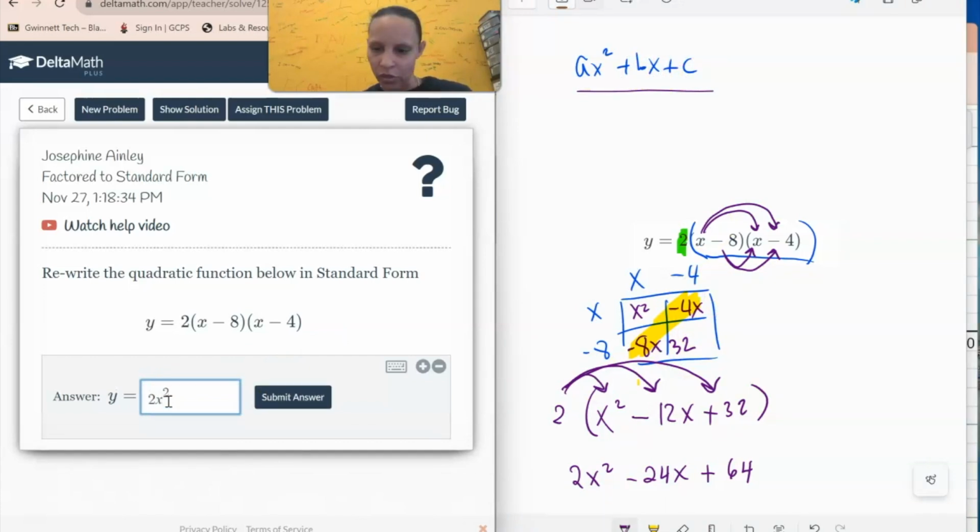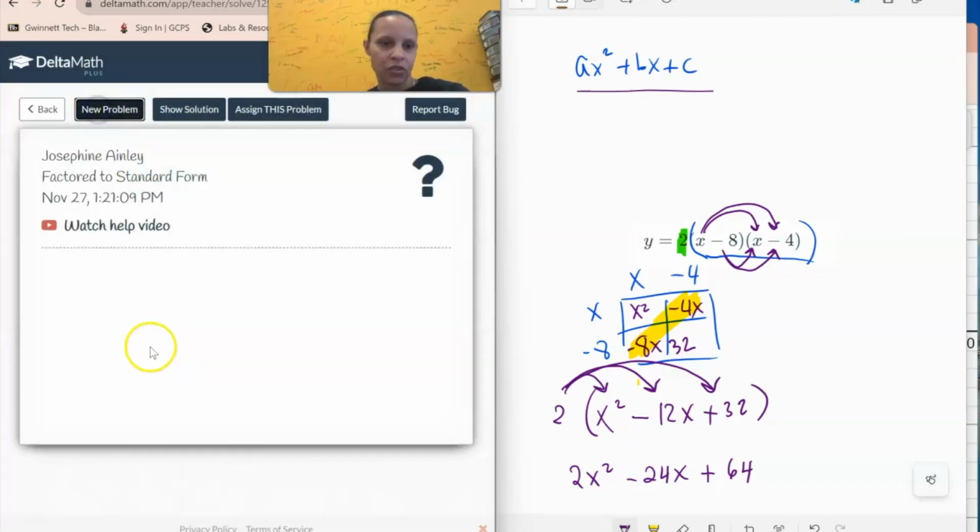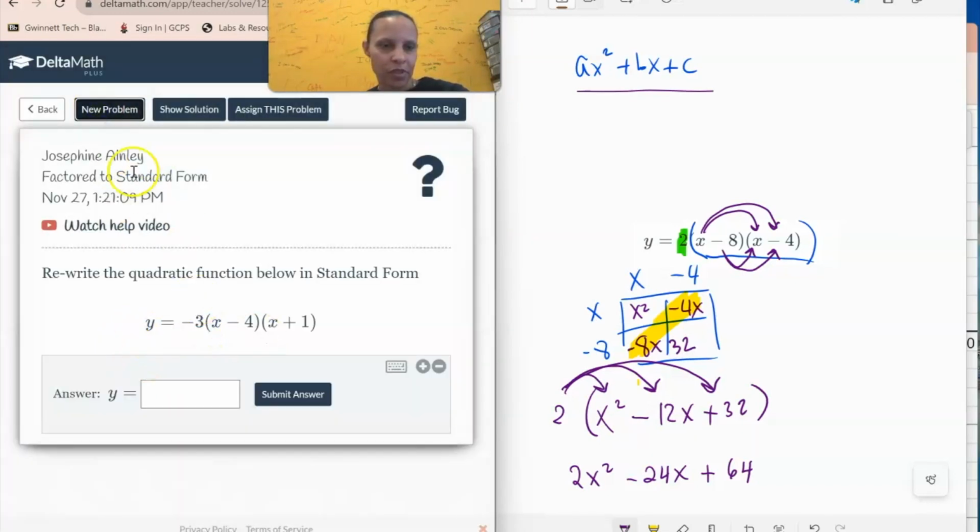So multiplying polynomials is how you get from factored form, which is this one, or vertex form, into standard form. Again, just be careful with what you're typing in to make sure it matches exactly what you have. I'll do one more, maybe something that looks a little bit harder.